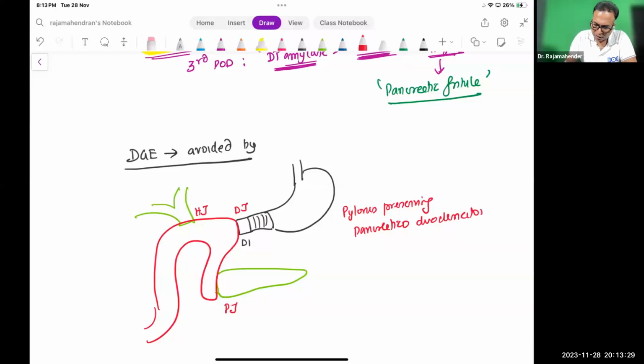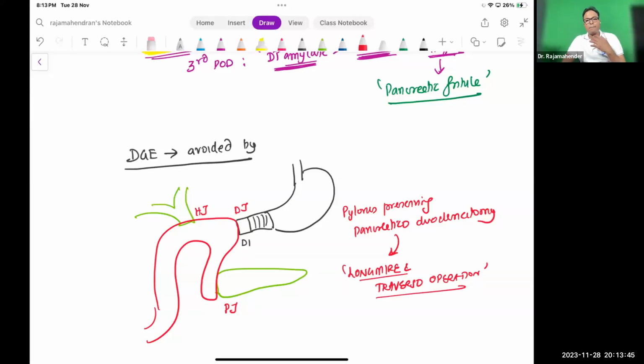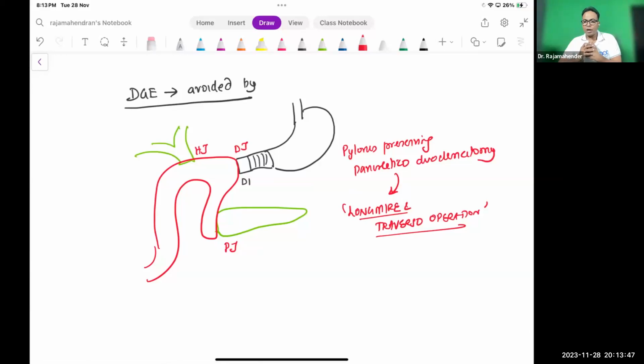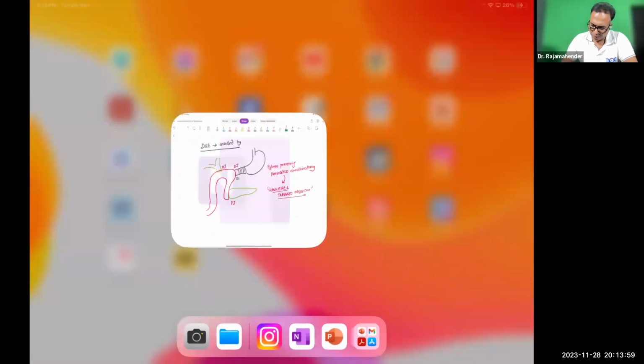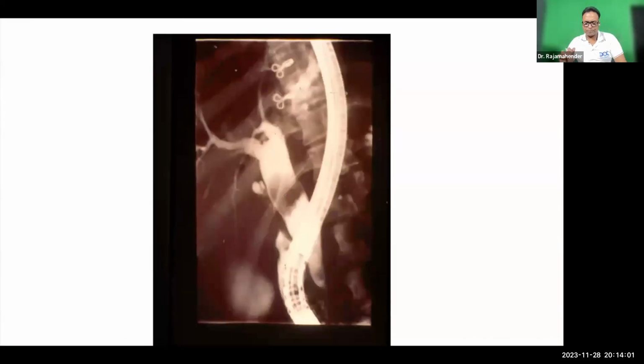This is known as pylorus preserving pancreatico-duodenectomy, the Longmire and Traverso procedure. Longmire and Traverso operation is the name given for this pylorus preserving pancreatico-duodenectomy. But this is updated in Bailey and Law, a new update, Bailey points. So please don't forget these basic concepts.